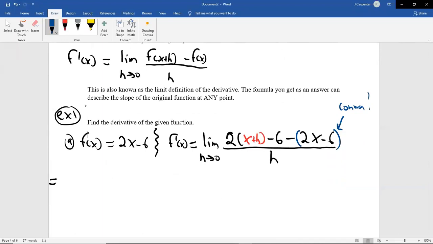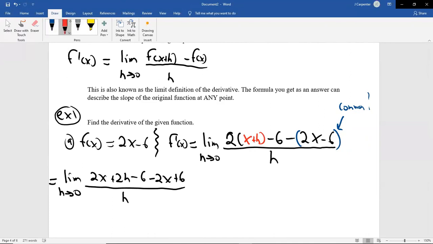All right, so this is equal to, let's keep going, distribute the 2. So that's the limit as h approaches 0 of 2x plus 2h minus 6, distribute the negative, so that's a minus 2x plus 6, watch your signs, all divided by h. Well, there's some stuff that can cancel. This is very common. 2x minus 2x, gone. Negative 6 plus 6, gone.